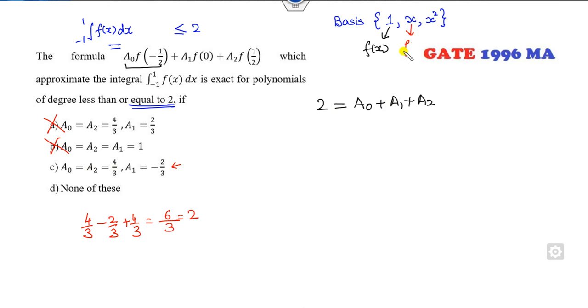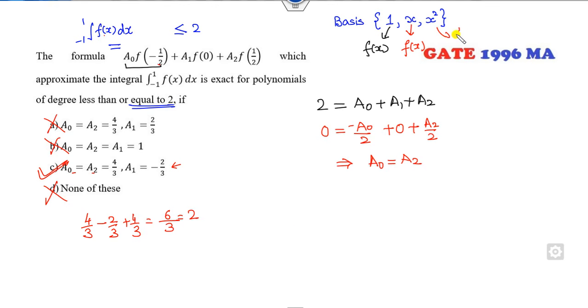Now you can take f of x is my x. Substitute here 0. Substitute here, it will be minus A0 by 2 plus 0 plus A2 by 2. So what is the meaning of that? A0 is nothing but A2. So you can see, this is the right answer. This option is cancelled out.